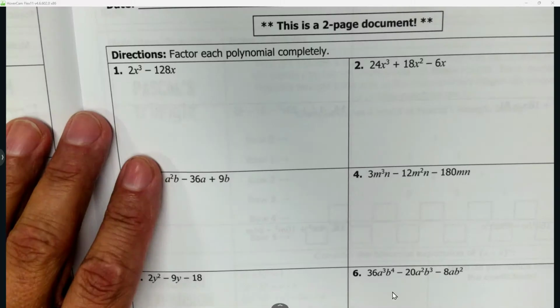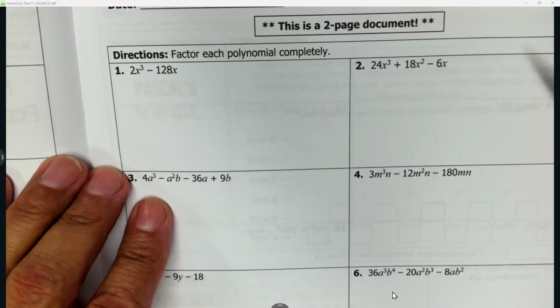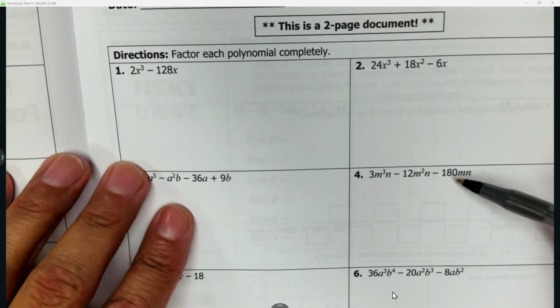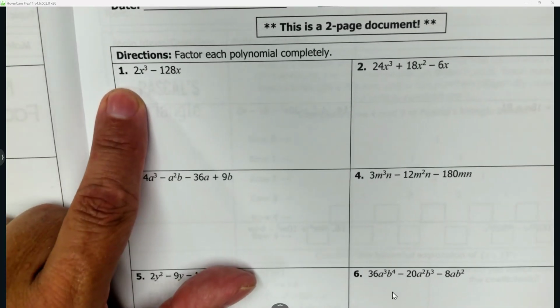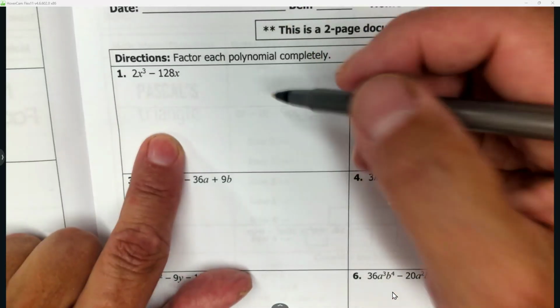All right, let's do some factoring together. We're only going to do the ones with one variable, not ones that have two variables. So how do I factor? What do I look for first? So first I'm looking for, is there a common factor?